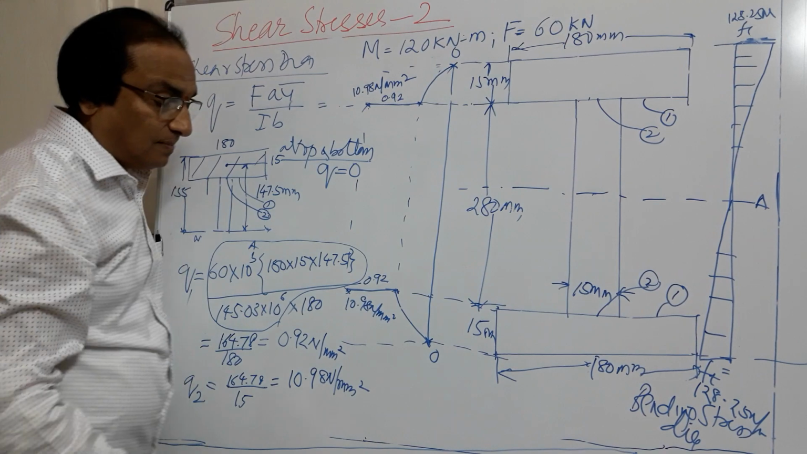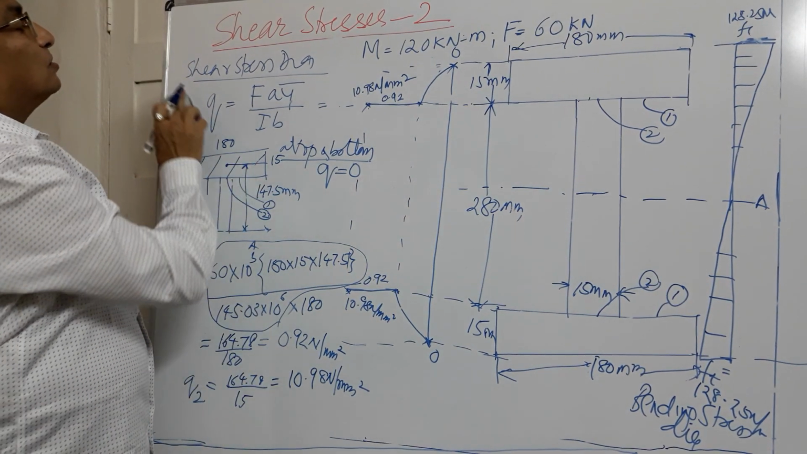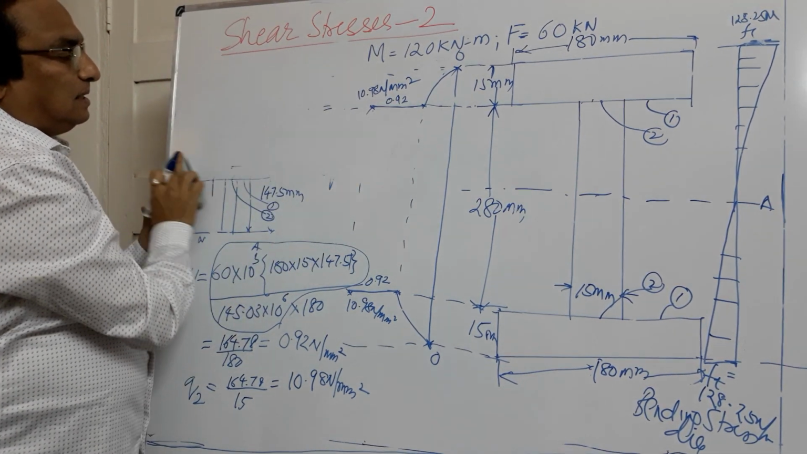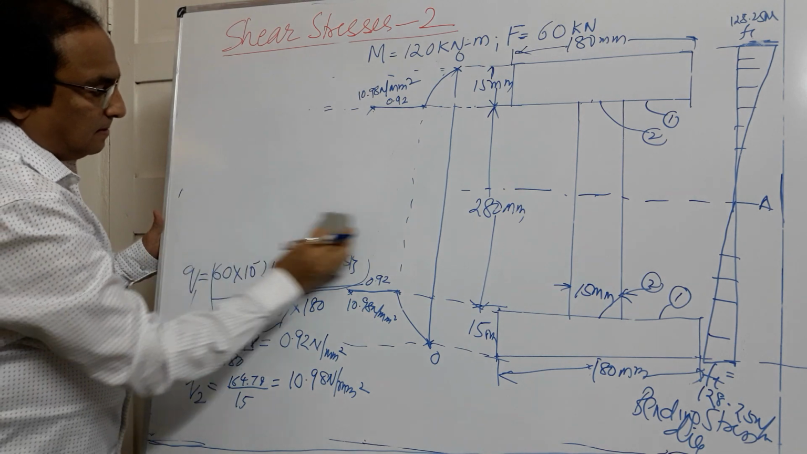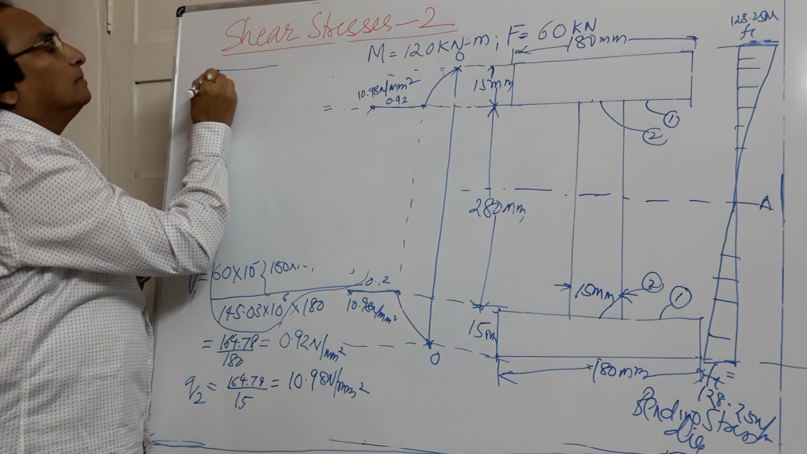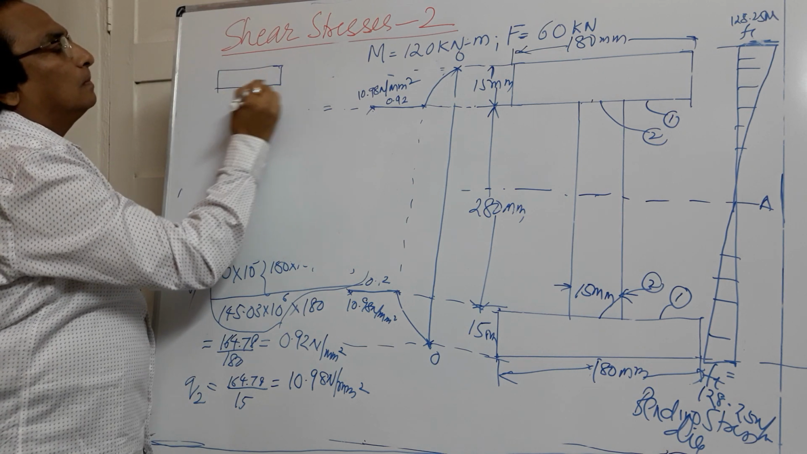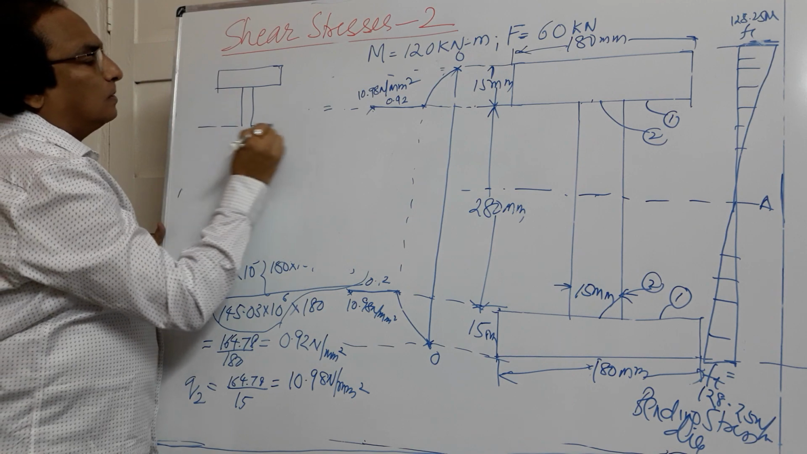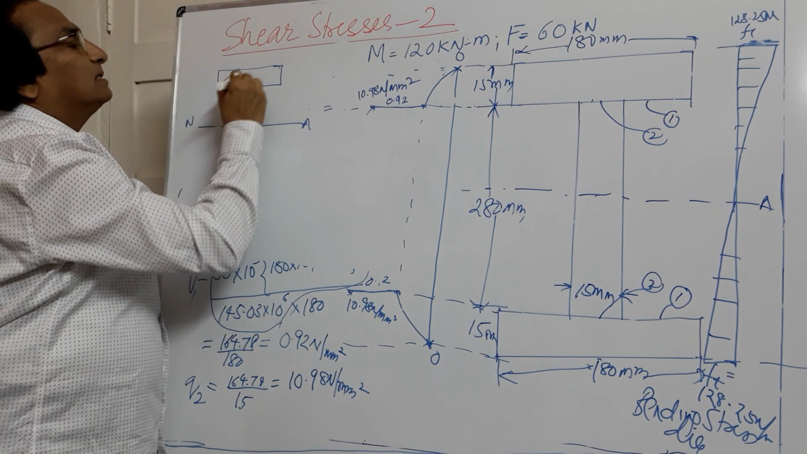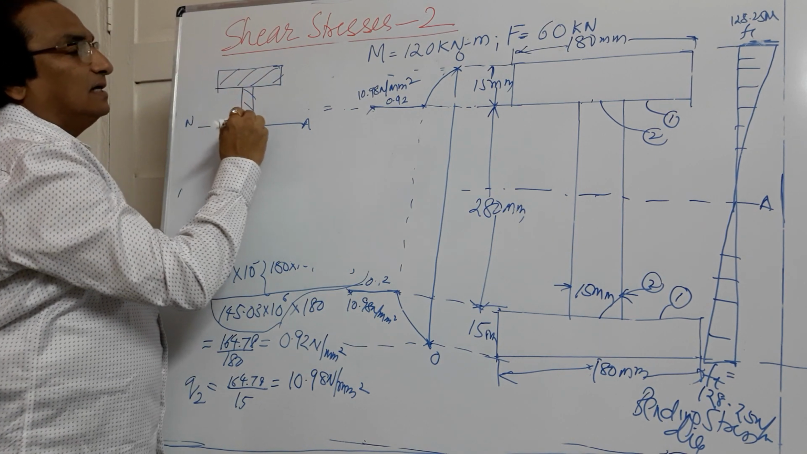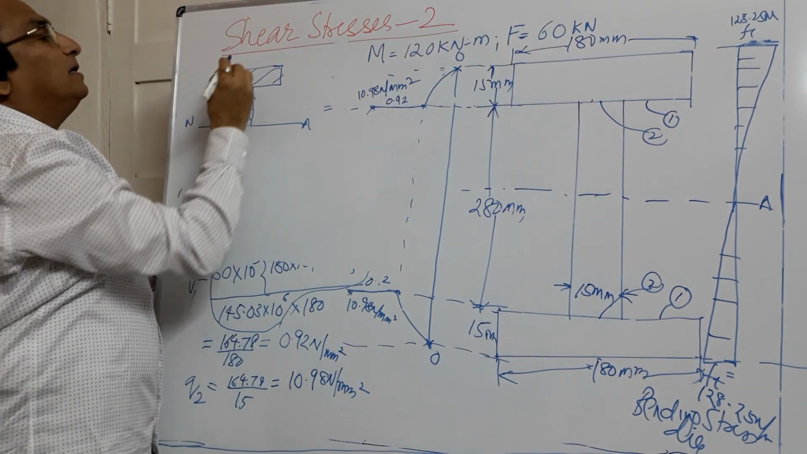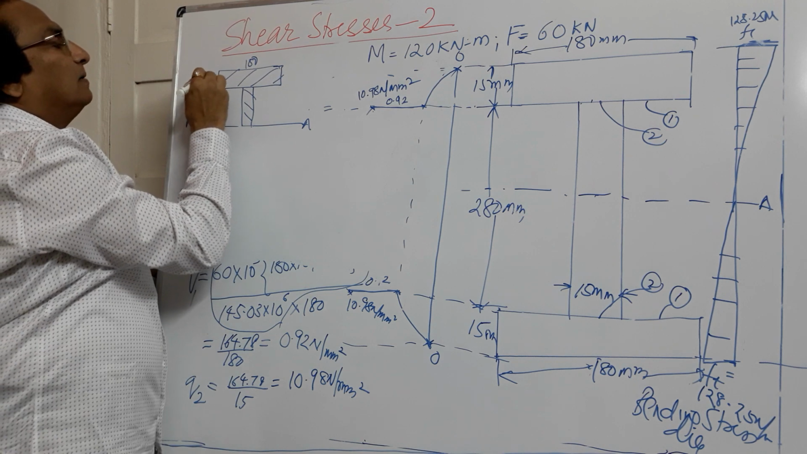We know the shear stress is maximum at the neutral axis. So if I go for the shear stress at the neutral axis, now this is your neutral axis. Now what is the area above this? One area is this and the second area is this. In the first case, the area was limited to the flange only. Here the web is also coming into play. So this will be 180 by 15.